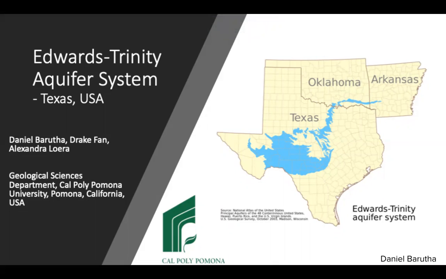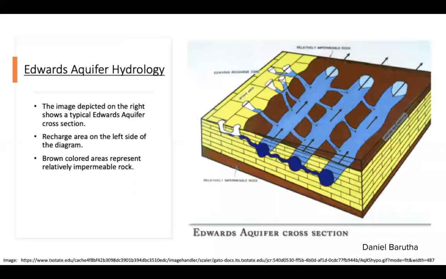Today, Alexandra, Drake, and I are going to be presenting about the Edwards Trinity Aquifer System located in Texas. The image on the right shows a typical cross-section of what you would see with the Edwards Aquifer. It is associated with early Cretaceous age limestones overlying the Glen Rose limestone formation and underlying the Del Rio clay formation. It is confined on the bottom and top by the Glen Rose and Del Rio formations, respectively.